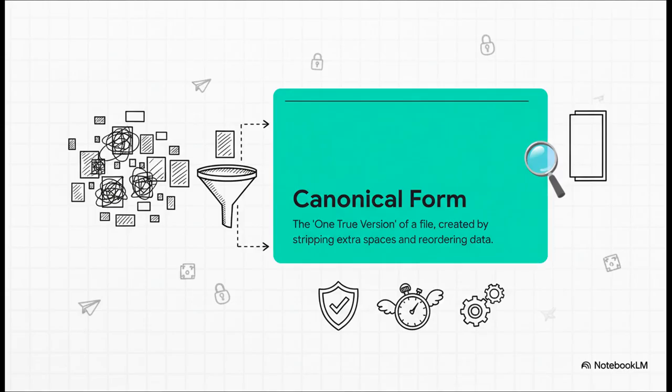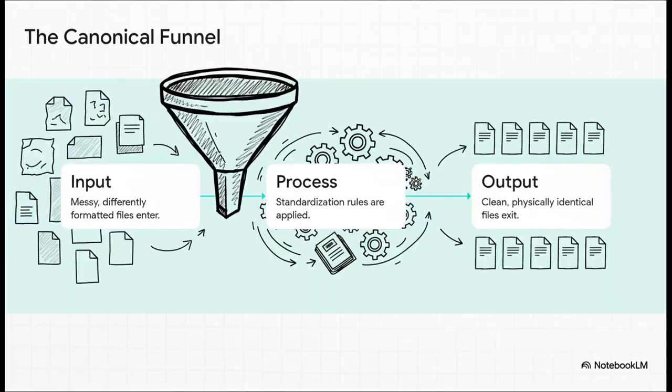The answer is something called a canonical form, and you can just think of it as the one true version of the data. It's a way to create a single authoritative standard for a file, basically by stripping away all the non-essential stuff, things like extra spaces or the order of certain data elements, anything that doesn't actually change the core meaning of the information. And this process has a name, canonicalization.